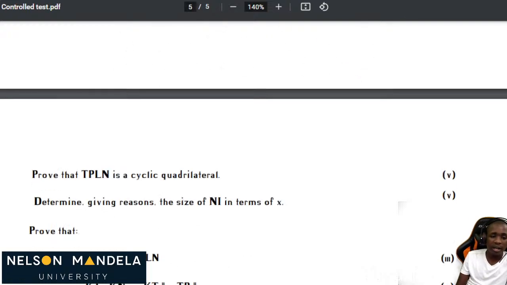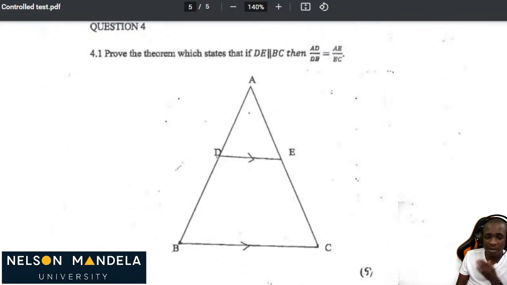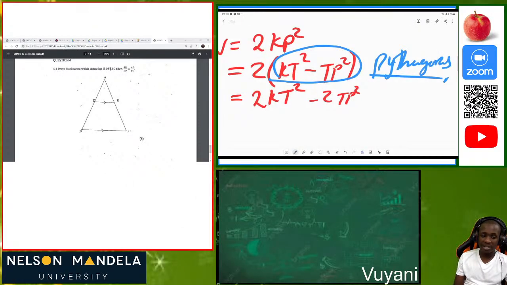Do you have another question again? All right, they have the last one, prove the theorem. That one you do as your homework. It's part of what we did on our first tutorial which we had earlier on.